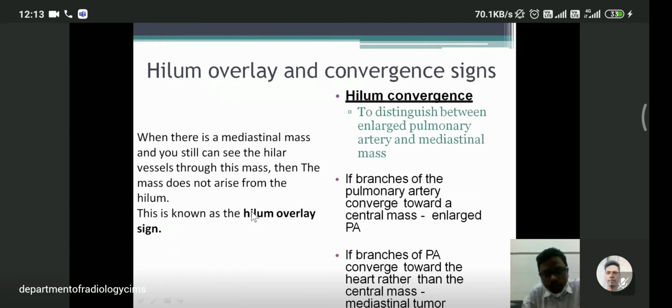First is the hilum overlay and the convergence sign. What is the hilum overlay sign? When there is a mediastinal mass and you can still see the hilar vessels through this mass, then the mass doesn't arise from the hilum. This means it is arising from the mediastinum. That is called the hilum overlay sign.